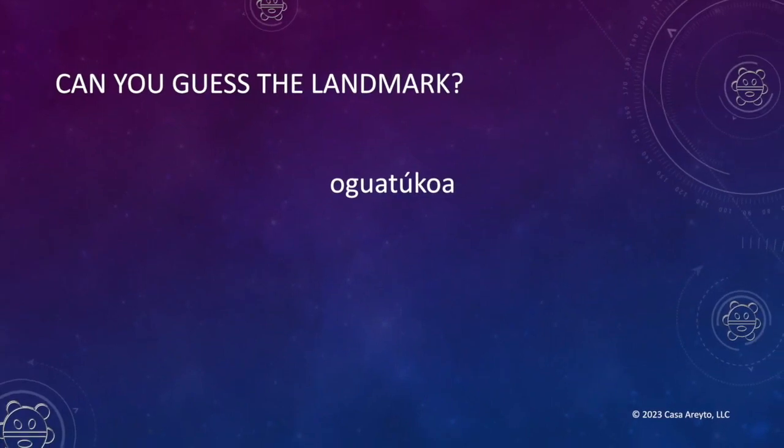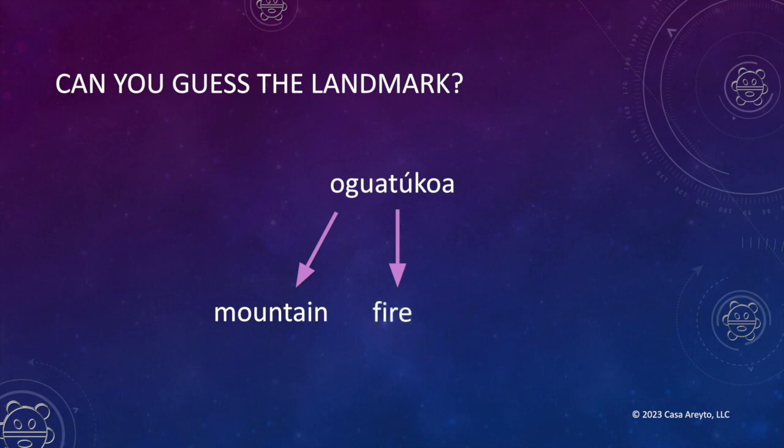Oguatukoa. Let's break it down. O, at the beginning, is mountain. We learned that word before. Guatu, in the middle, is fire. That's right, we learned that too. And today we learned that koa means place. So, what is a place that has a mountain with fire?